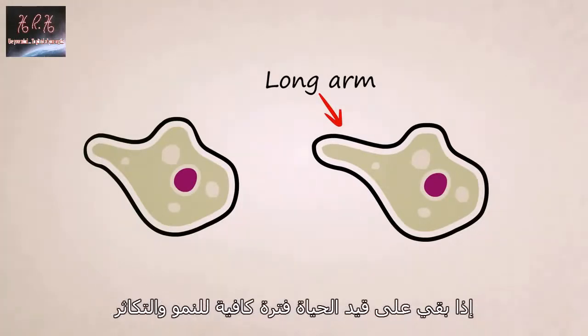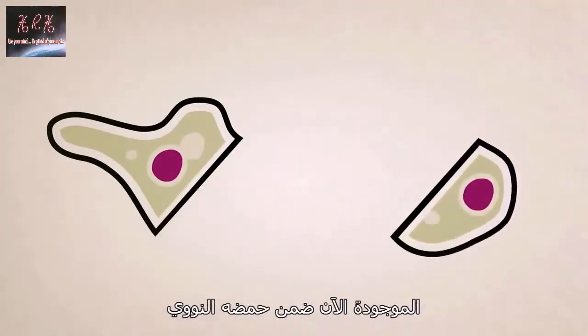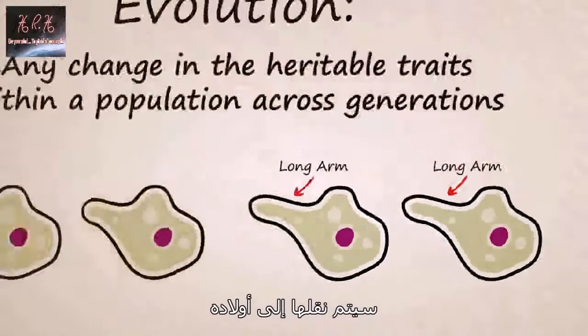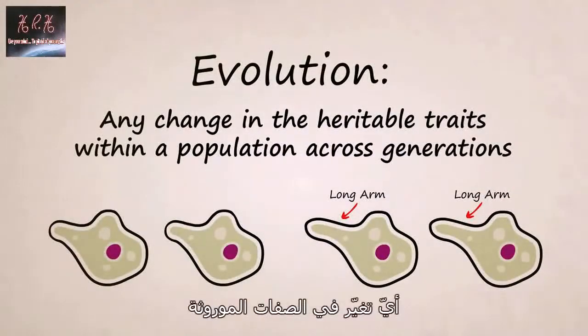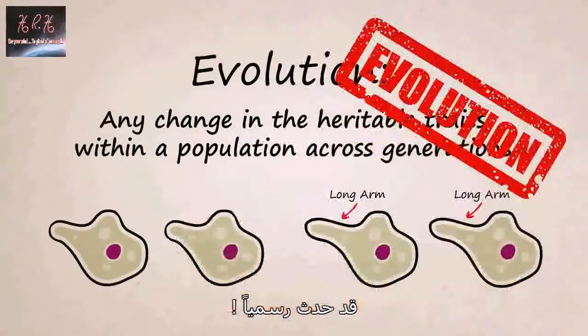If he survives long enough to grow and reproduce, that extra stretchy arm, which is now coded for in his DNA, will be passed on to his children. Evolution. Any change in the heritable traits within a population across generations has officially occurred.